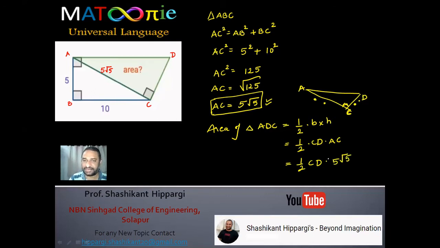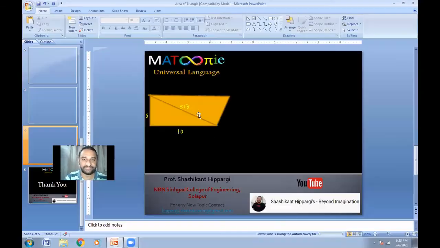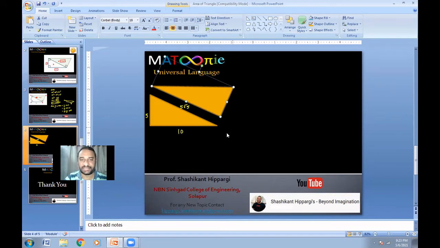So now the question arises, what will be the value of CD? For that, we will use the concept of similar triangles. So I'll go for the next slide. Here I have taken two triangles. This side is 10, this side is 5, and this side is 5 root 5. Now to make you understand the concept of similar triangles, I'll just separate out this triangle from the trapezoid.